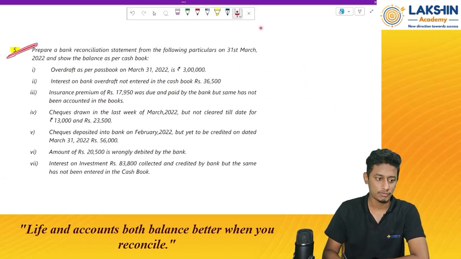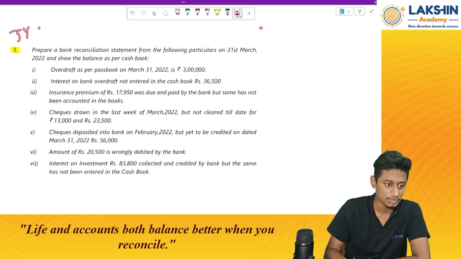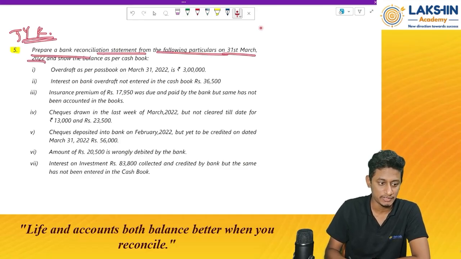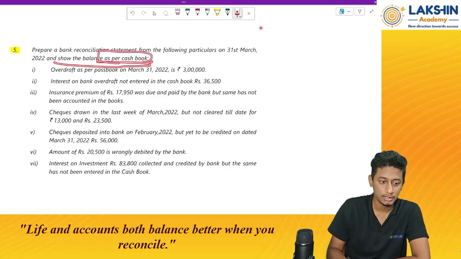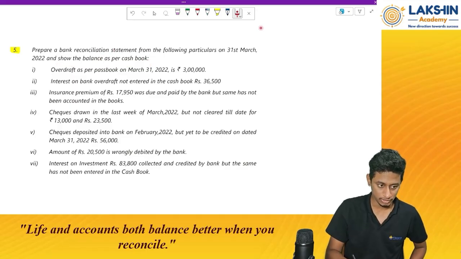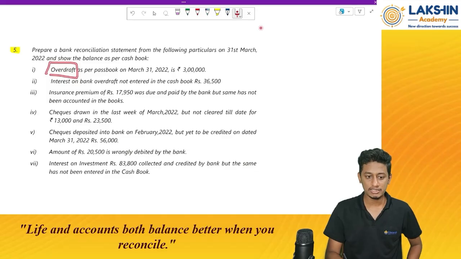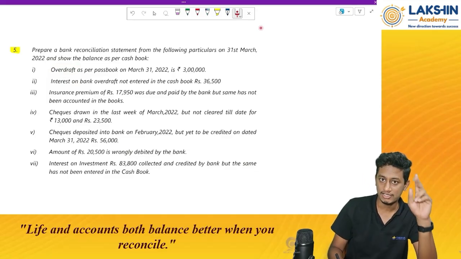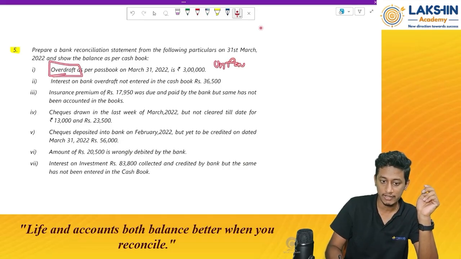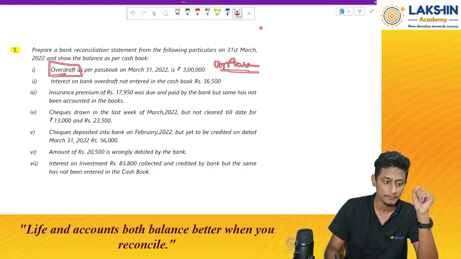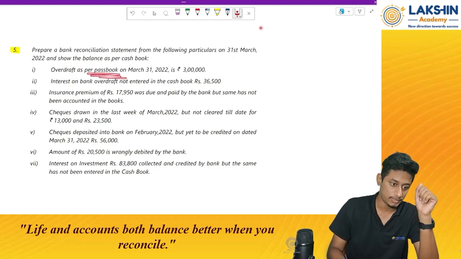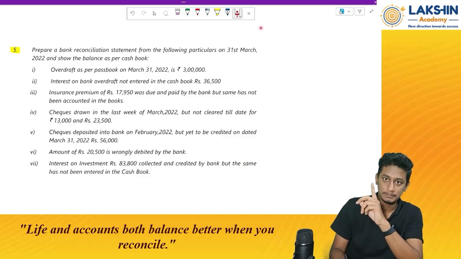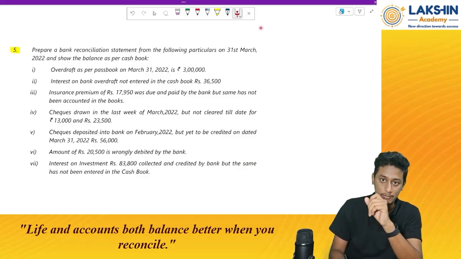So now look at the next question, that is the fifth one from your test your knowledge questions. Prepare a bank reconciliation statement from the following particulars on 31st March 2022 and show the balance as per cash book. See over here, they have given us overdraft as per passbook this time. See, there were two balances. One was favorable, one was unfavorable. So this overdraft balance will be called an unfavorable balance. Remember this, okay? As per passbook is given this time. I think the previous question was also as per the passbook. This question is also talking about the passbook.